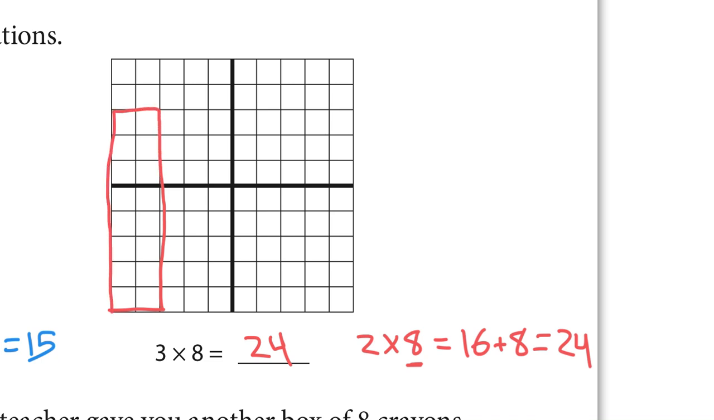There's my 2 times 8. Sorry if my drawing is not as good as you'd like it to be. And then if I add 8 more, shade that in as well, that would be our doubles fact, where we double the number. So we doubled the 8, added another 8, got 24.